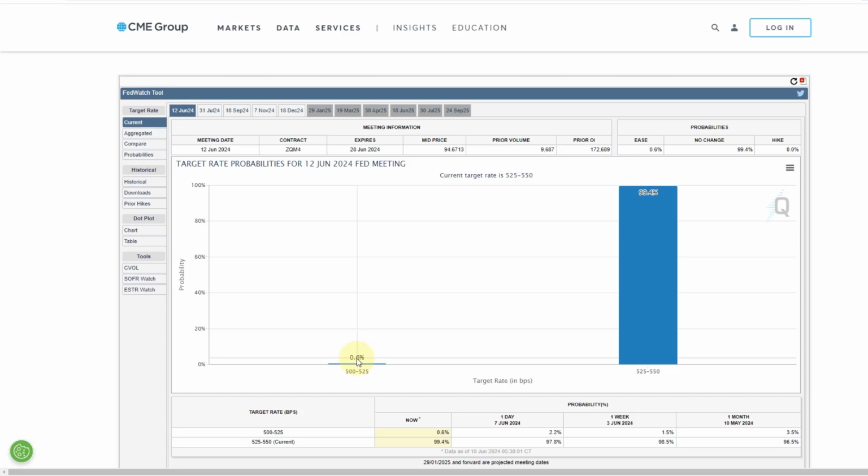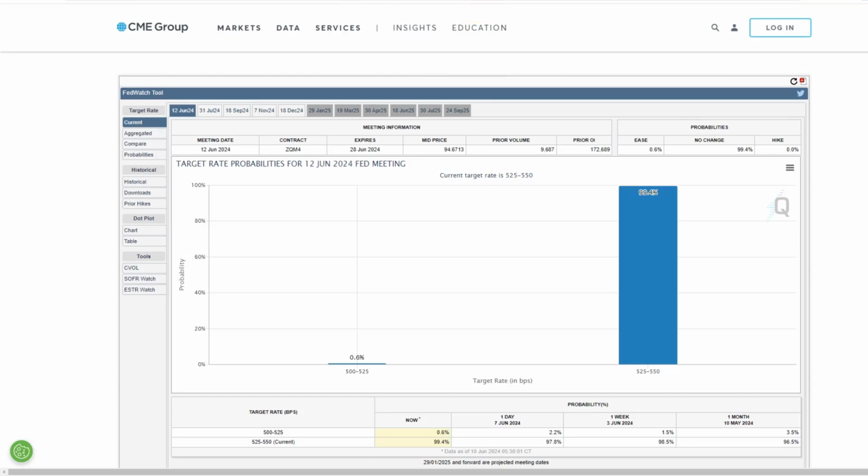Let me know in the comments what you think, if you think the Fed is going to reduce interest rates this week or not. Just be aware that on Wednesday there could be a bit of volatility in case something unexpected happens. Maybe we are not going to see any significant movements before Wednesday.